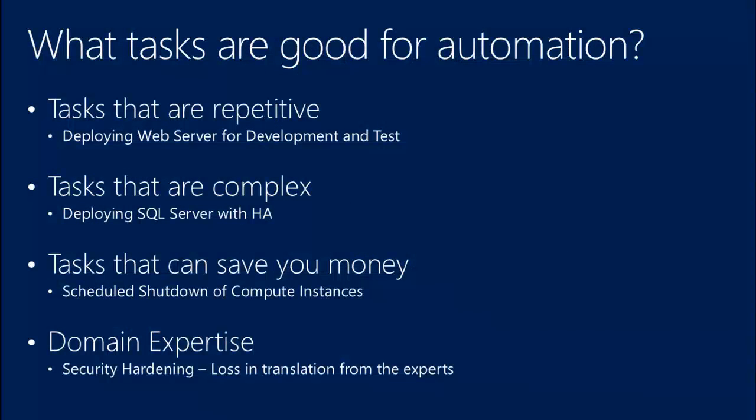So what tasks are good for automation? Tasks that are repetitive. Web server for dev and test is a perfect example. If you're deploying web farms all the time, you deploy the latest app for this team, make sure it all works, tear it down, and then spin it back up again and redeploy.